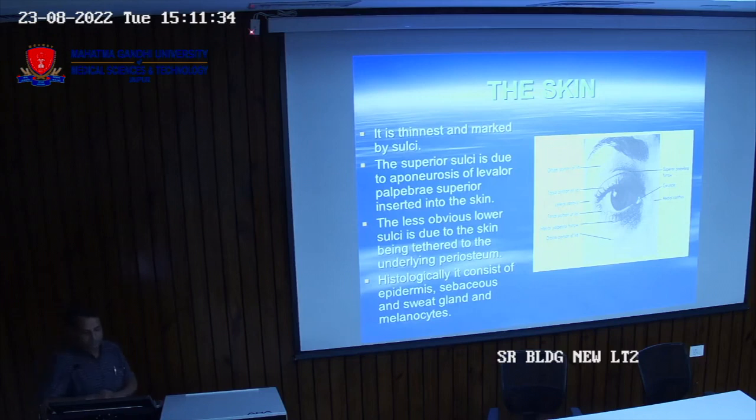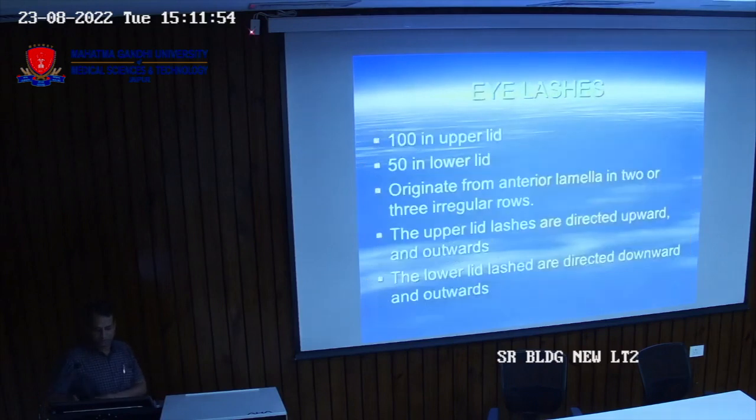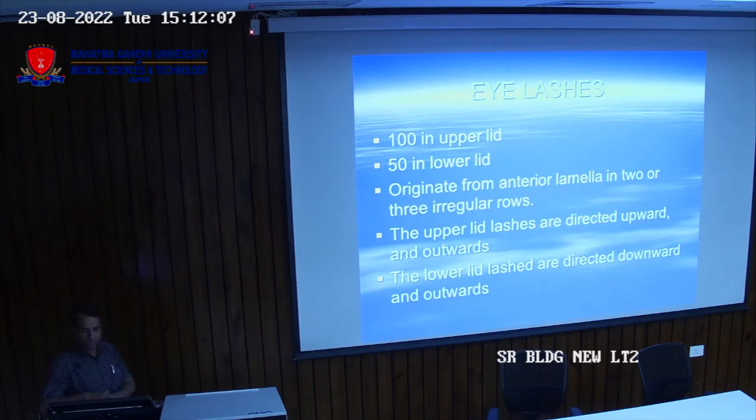Skin: it is the thinnest and marked by the sulci. The superior sulcus is due to the aponeurosis of the LPS inserted into the skin, and the less obvious lower sulcus is due to the skin being tethered to the underlying periosteum. Histologically it consists of epidermis, sebaceous and sweat glands and melanocytes. Eyelashes are around 100 in the upper eyelid and 15 in the lower eyelid. They originate from the anterior lamina in 2 or 3 irregular rows. Upper lid lashes are directed upward and outward, while the lower lid eyelashes are directed downward and outward.